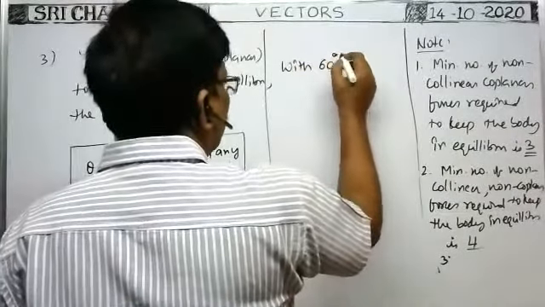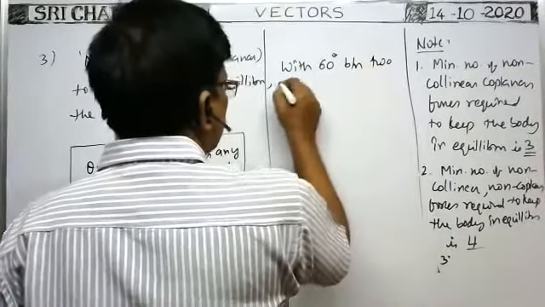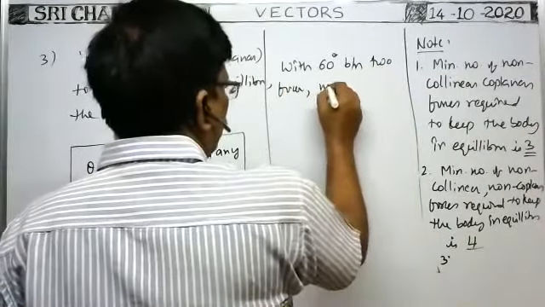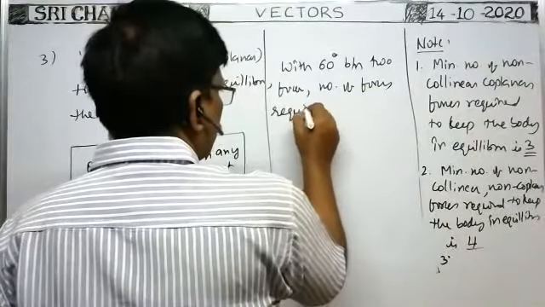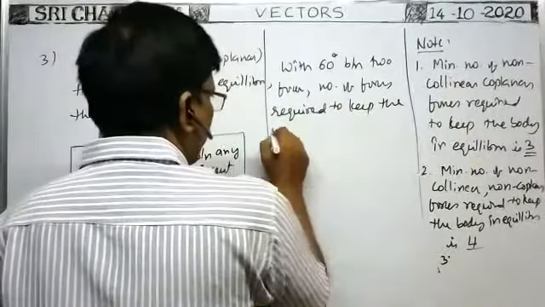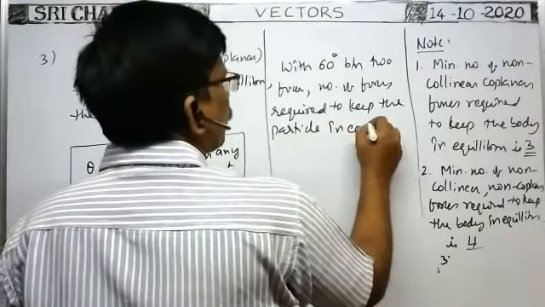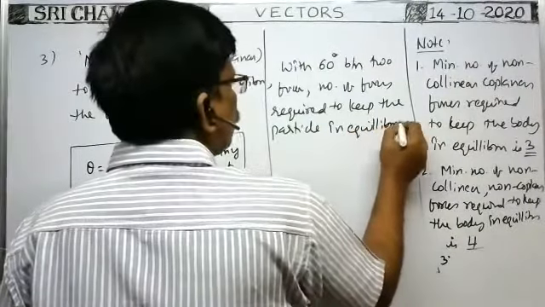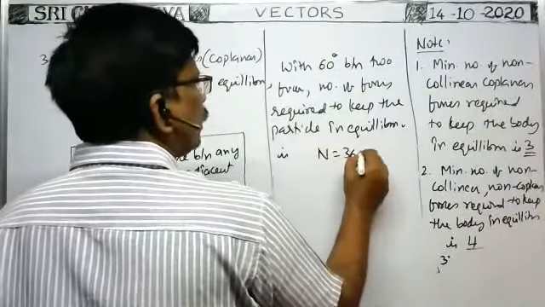With 60 degree between two forces, the number of forces required to keep the particle in equilibrium is how much? For equilibrium, n is equal to 360 degree by theta.